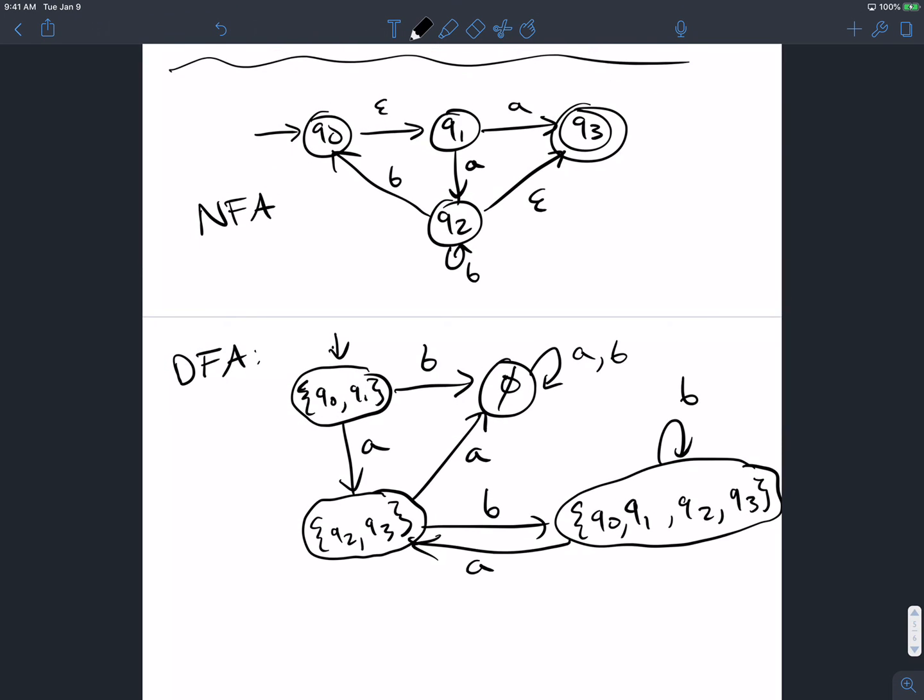Is the DFA done? No, what is left? Final states. Which ones are the final states? Anything containing Q3. So 0 and 1, definitely not. Empty set, should that one be final? No. Does it contain Q3? No. Good. So 2 and 3 definitely is. And certainly the one that has all states.